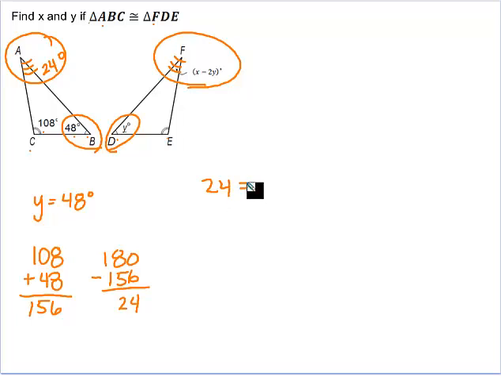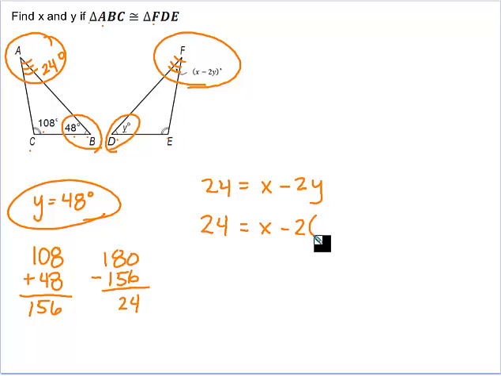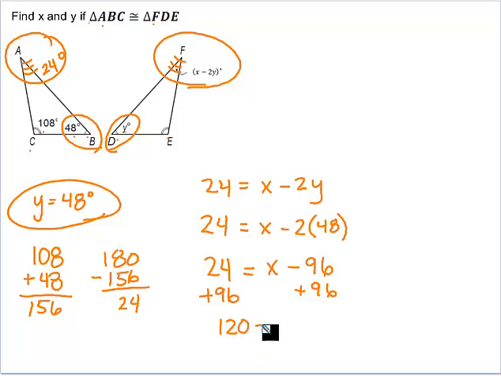It is congruent to angle F, so that's equal to x minus 2y. Well, we just figured out that y was 48, so we can plug our 48 in for our y. So x minus 2 times 48. And now we just have a simple equation to solve. 2 times 48 is 96. So 24 is equal to x minus 96. To get the x alone, we have to add the 96 onto both sides, which means 120 is equal to our x. So our y is 48 and our x is 120.